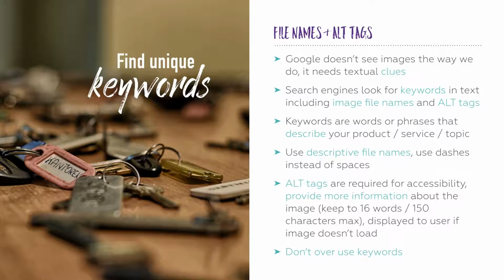Alt tags are an attribute that websites assign to images. The alt tag is there for a couple of reasons actually. It's required for accessibility. It does provide more information about the image. Typically, you can have up to 16 words or 150 characters. And it's displayed to the user if for some reason your image doesn't load. So if you've ever gone to a website where there's just a big empty spot and a little bit of text, that's what you were seeing. You were seeing the alt text, the alt tag, alt attribute. We kind of throw a few different terms around here.